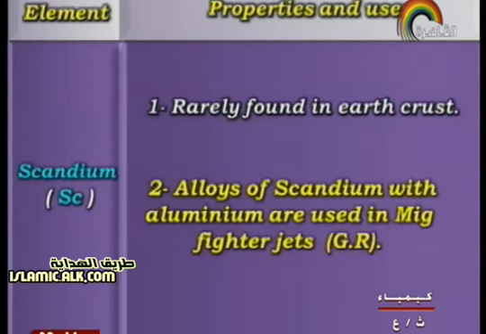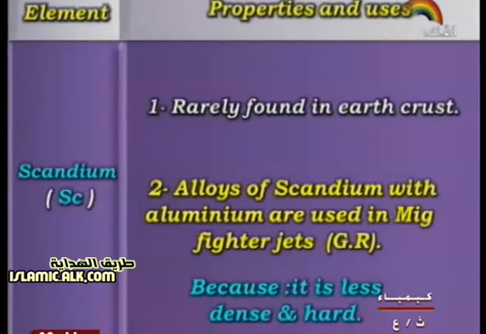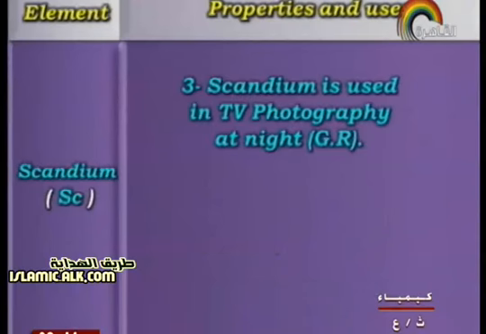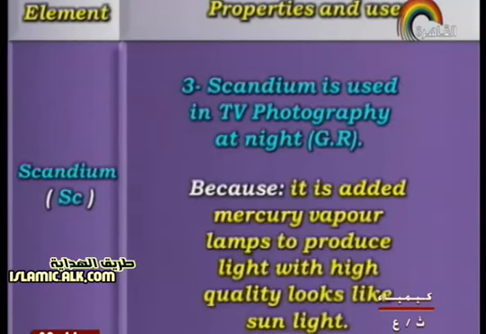This element, its alloy with aluminum, is used in the MiG fighter jets. The reason for that is that it is less dense and hard. And scandium also is used in TV photography at night, where it is added to mercury vapor lamps. The reason for that is it produces light of high quality, looking like sunlight.